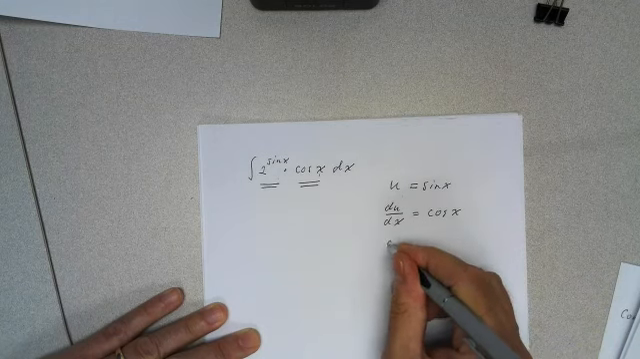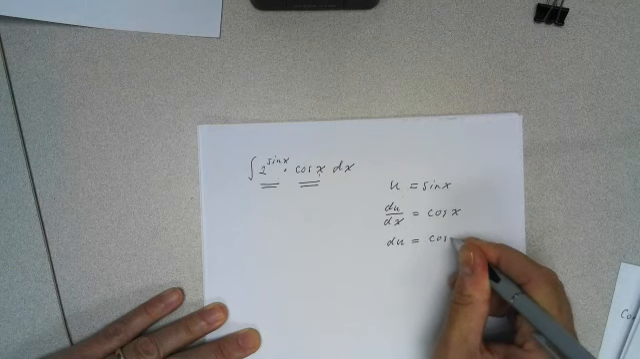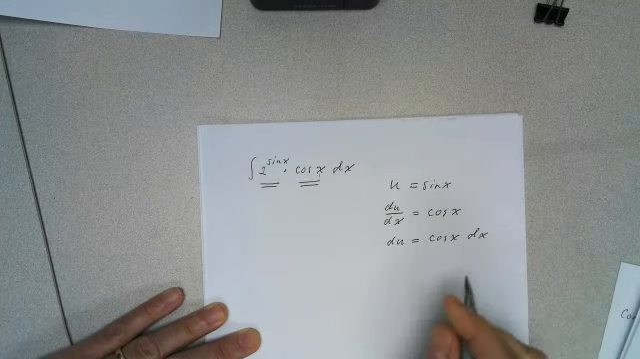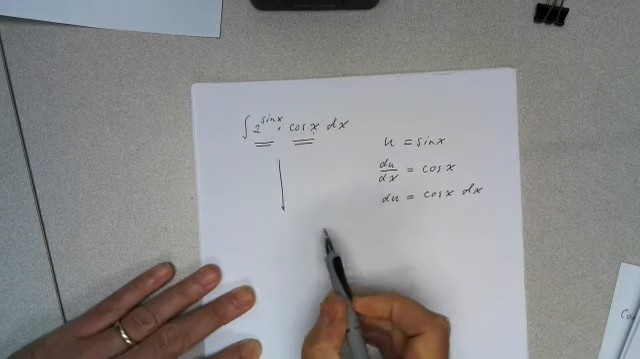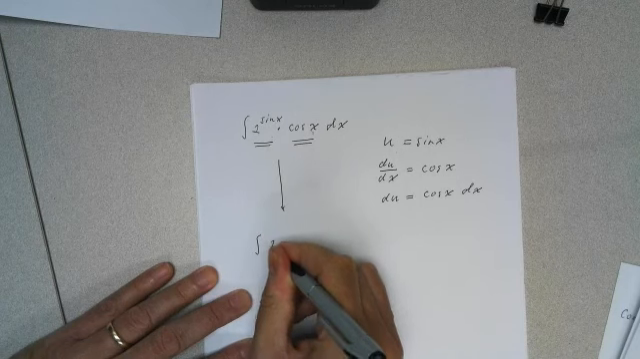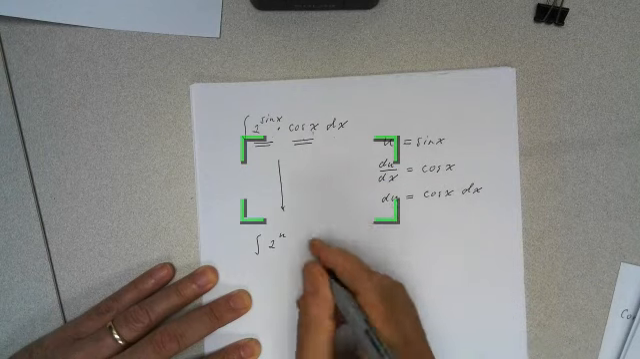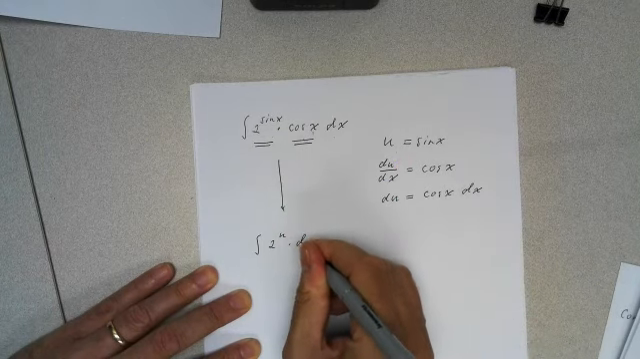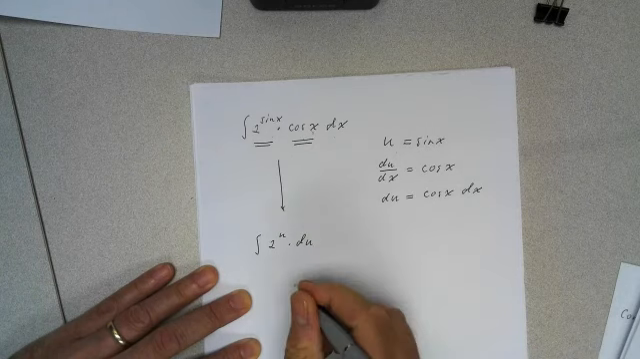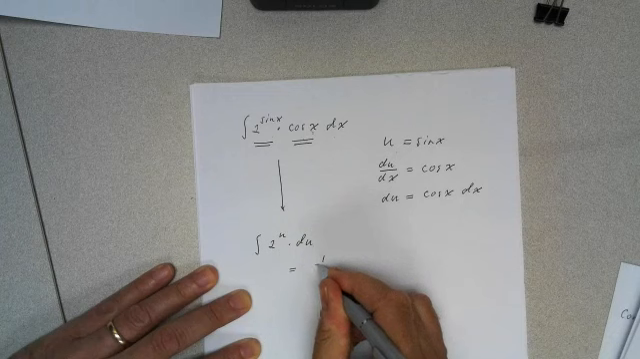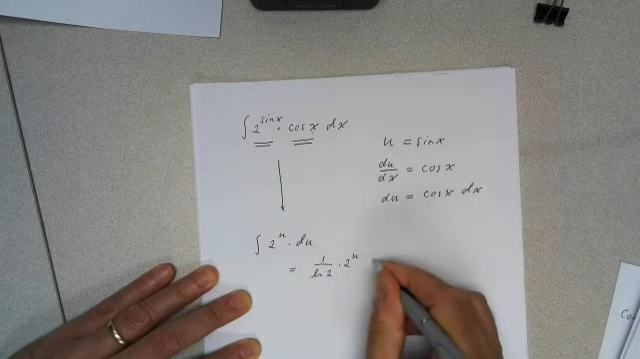Or, in other words, cross-multiplying, du is cosine of x dx. Now let's rewrite the original integral in terms of u. 2 to the sine x would become 2 to the u, and the cosine of x dx is simply our du right here. Now we can anti-differentiate this because it's on the list. The antiderivative would be 1 over the natural log of 2 times 2 to the u plus a constant.